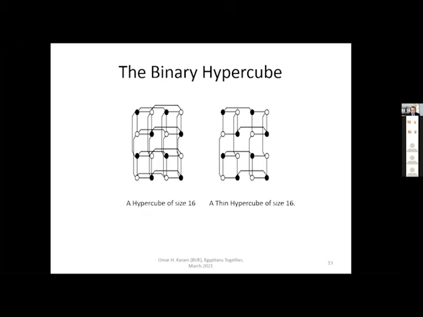It has been used for years, but again, what we're trying to do is to avoid using a lot of links and remove links without affecting the performance of the network as much as we can. So for example, this is a hypercube of size 16. We systematically remove some of the links, and we have what we call the thin hypercube of size 16. And I'll be talking about an interesting characteristic of this pruned graph right away.